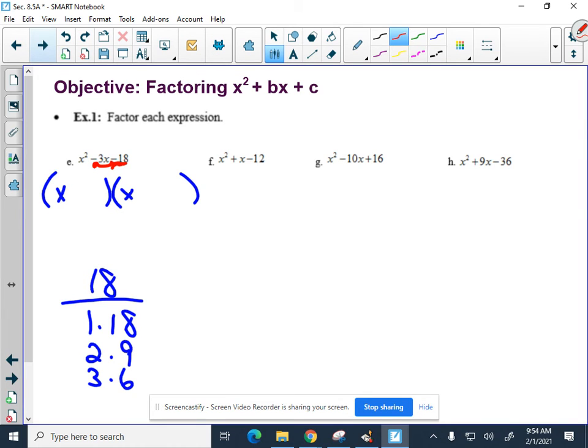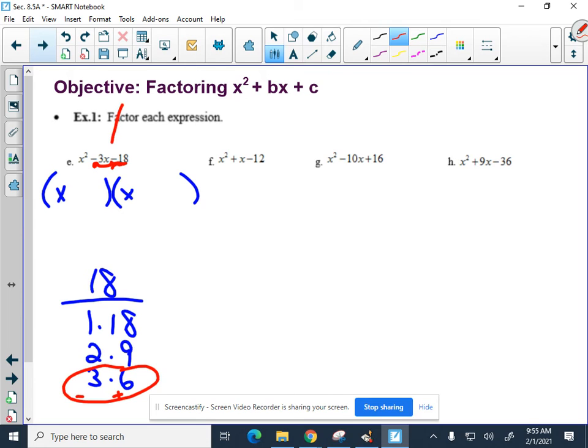So first of all, which two are 3 away from each other if you subtract them? 3 and 6. So it's got to be 3 and 6. Okay, but we have to subtract them and get a negative 3. So if I were to make the 6 positive and the 3 negative, that would be a positive 3, right? We want a negative 3.